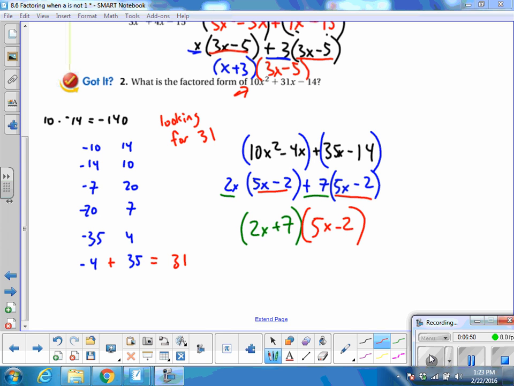All right, how'd you do? So for this one, I was looking for 31. That's ultimately what I was looking for as I was working with the factors of negative 140. And that being the case, I knew one of them had to be negative and one of them had to be positive. As I worked through them, I tried to figure out what's going to be nice and close. Actually, for 31, I had to know which one was going to give me some good distance, to give me 31 apart from each other, like negative 4 and 35.